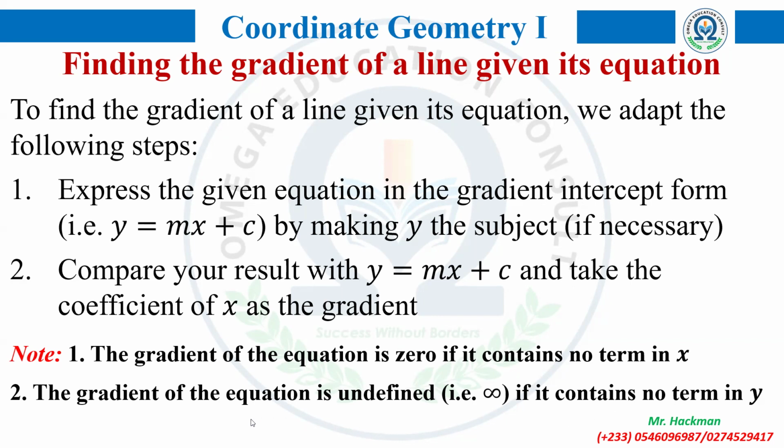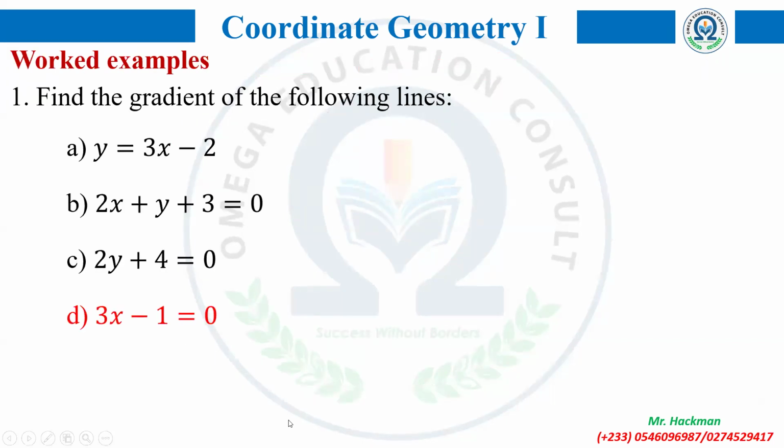So quickly, let's look at how best we can deal with the following question. Find the gradient of the following lines. Here, obviously, you are dealing with lines, only that you'll be given the equation of a line. Once it's linear, it is any linear equation in two variables, only that C and D are in one variable. Take it.